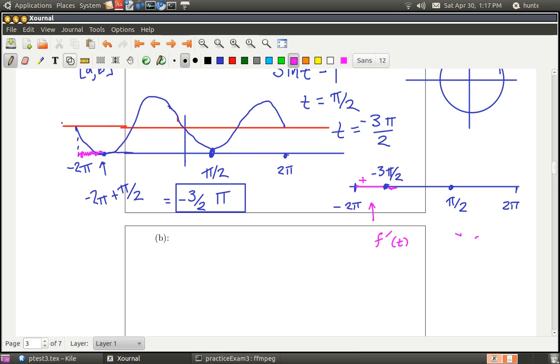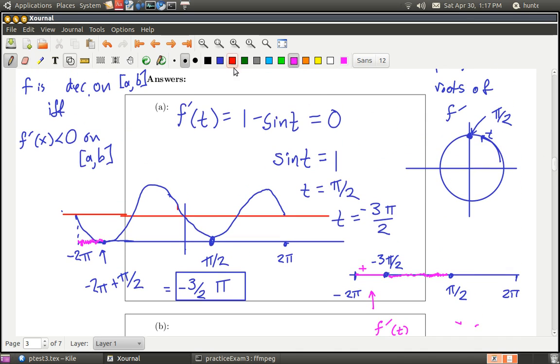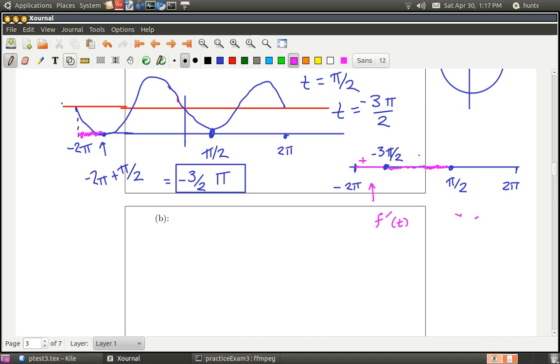Alright, so I'm going to leave that up to you. If you wanted to pick a point in this interval to do a sign check, 0 happens to be in there, so that's very convenient. What happens if we plug in 0 into the derivative? You get 1 minus 0. So that's going to be a positive number. So this is plus. And you can see from the picture here that the derivative is positive on this part.